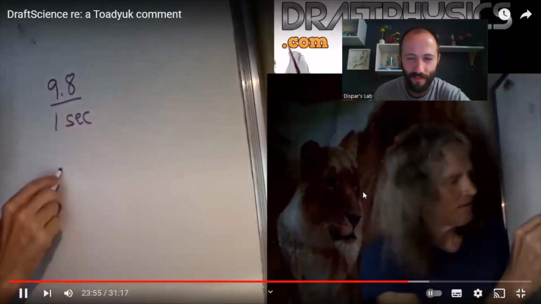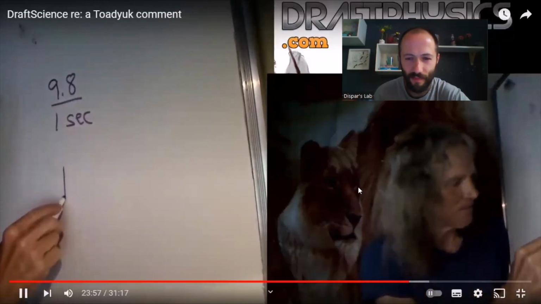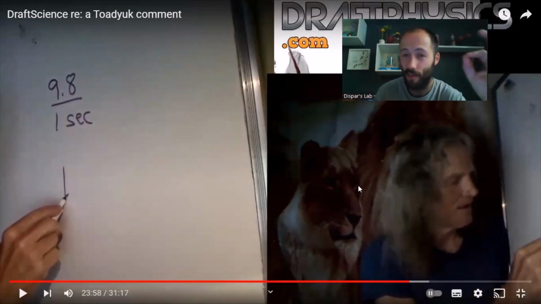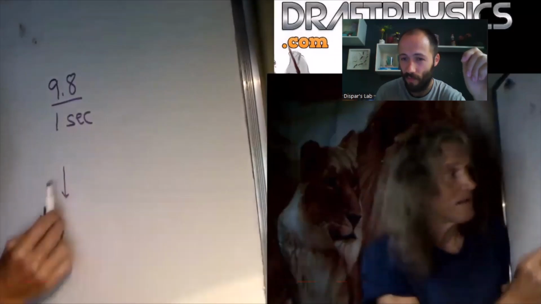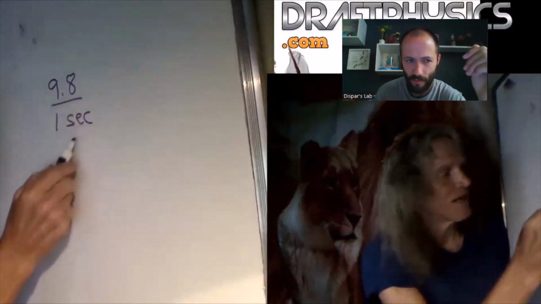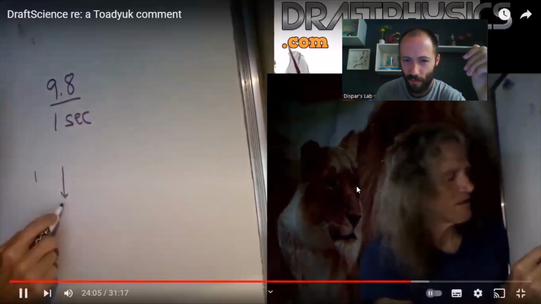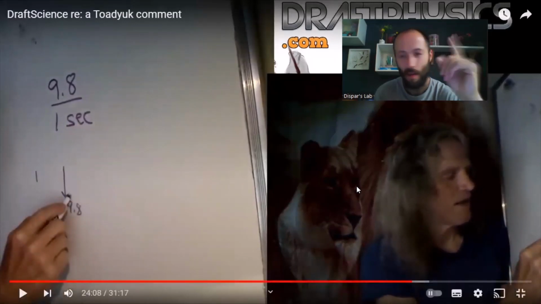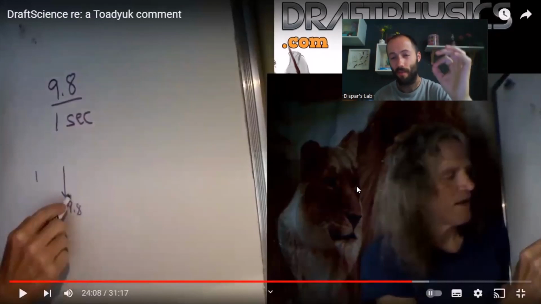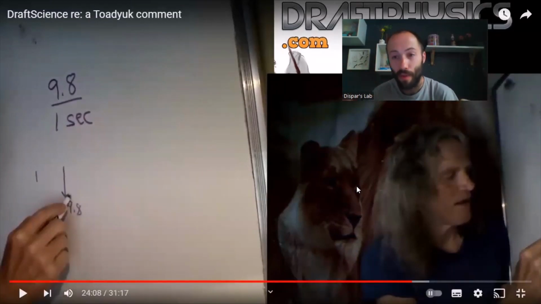Now we know that as you drop something, your initial velocity is 0 meters per second. It has to increase its velocity, and that's the final velocity you're going to get after 1 second. So after 1 second, it'll be traveling 9.8. 9.8 what? Why don't you say the unit?